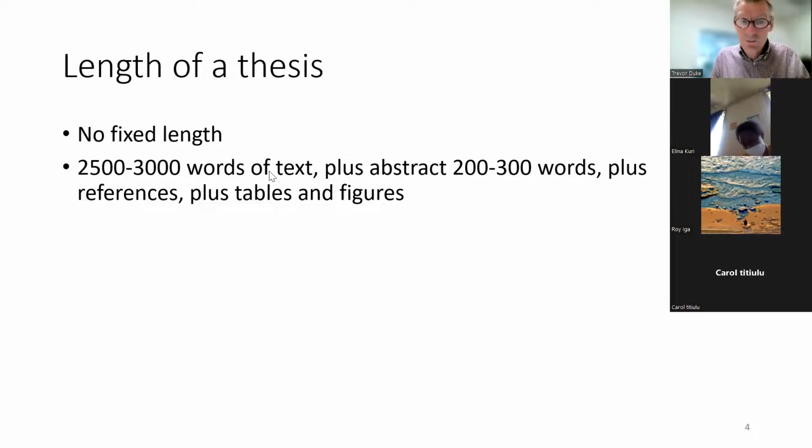By text I mean the introduction, the methods, the results, the discussion and conclusions. The other things like the abstract are in addition to that, and the references, and the tables, they're in addition to that. But 2,500 to 3,000 words of introduction, methods, results, discussion, conclusions, that's what you should aim for.